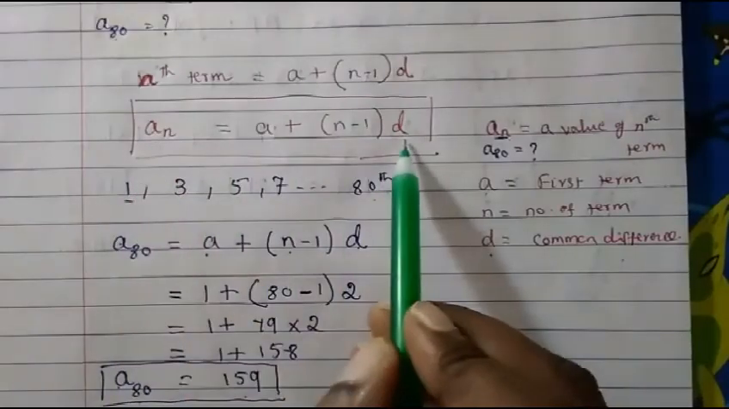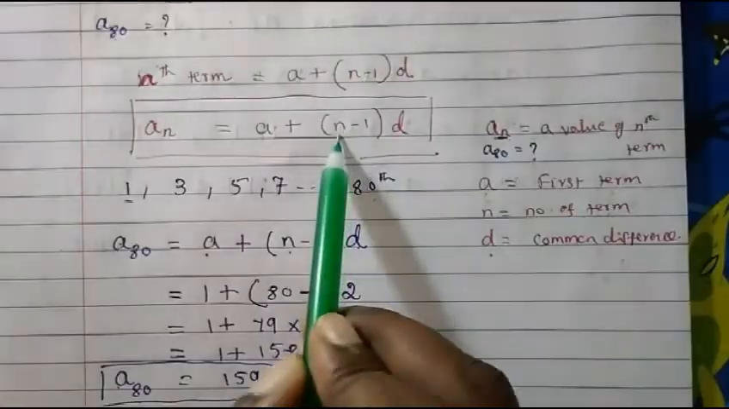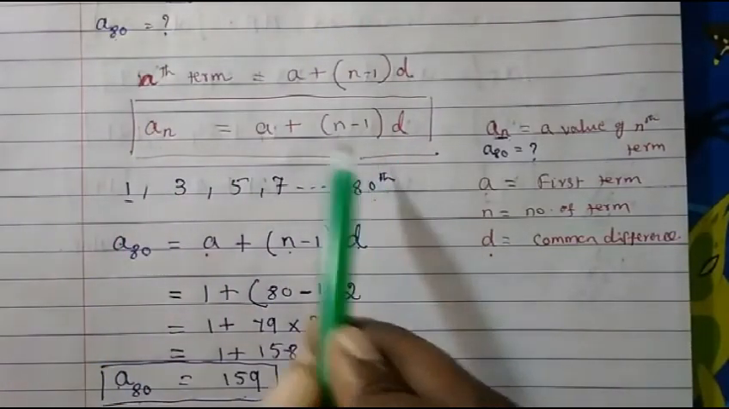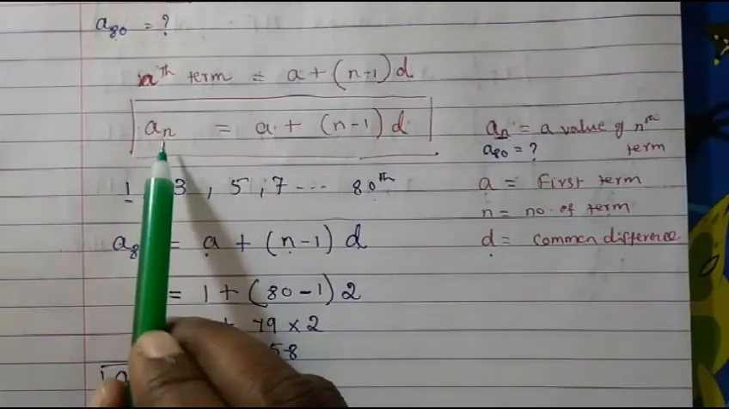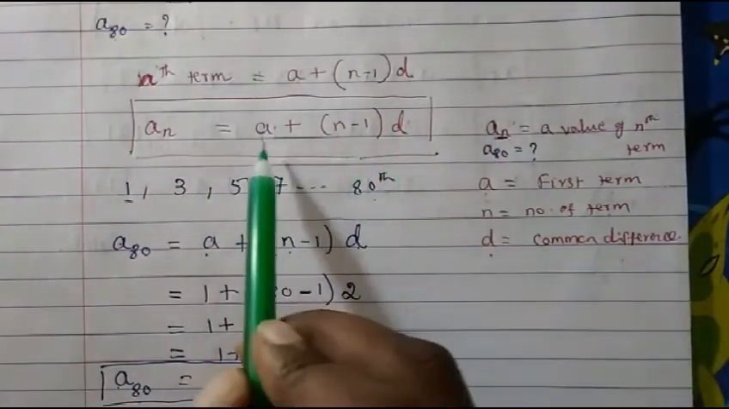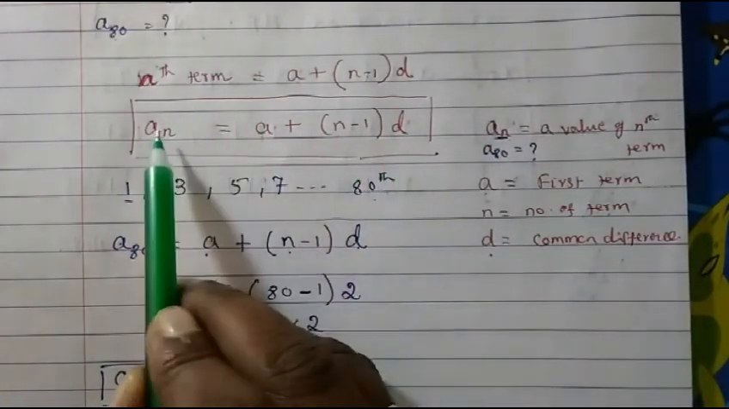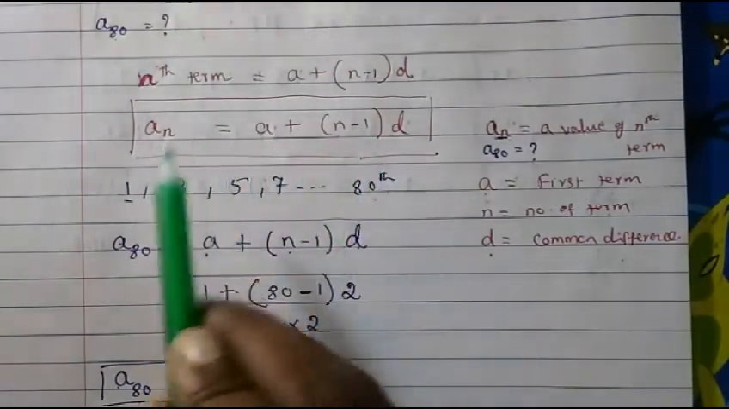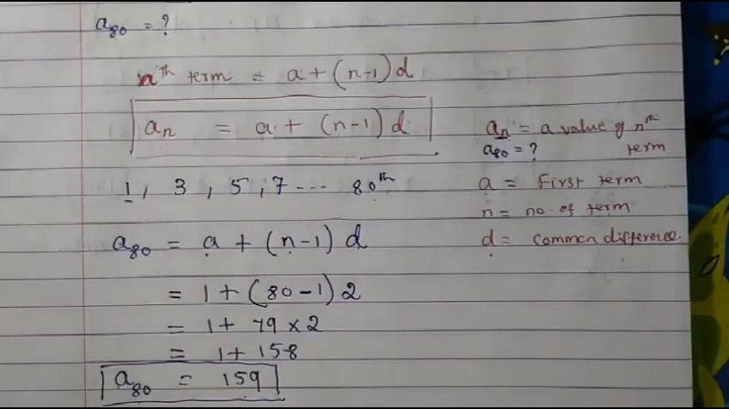For example, if we don't know D value, but we know A, we know n, we know A n, then we can find out D value. Keeping D on one side, rest all you bring to the other side, we get the D value. Same way, if we don't know A value, but we know these 3 values, then we can keep A on one side, bring the rest to the other side, then we can find out A value.